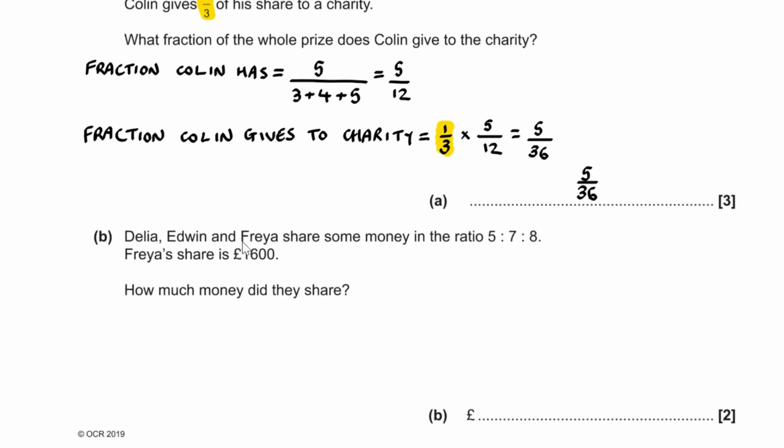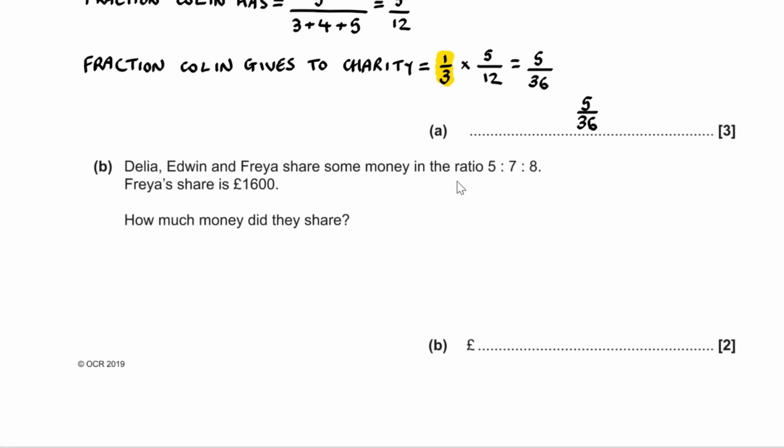Delia, Edwin and Freya share some money in the ratio 5 to 7 to 8. Freya's share is 1,600. How much money did they share? Well, here we have to find out the total amount of money they have. So far we've got this ratio of D to E to F equaling 5 to 7 to 8. And we know already Freya has 1600.